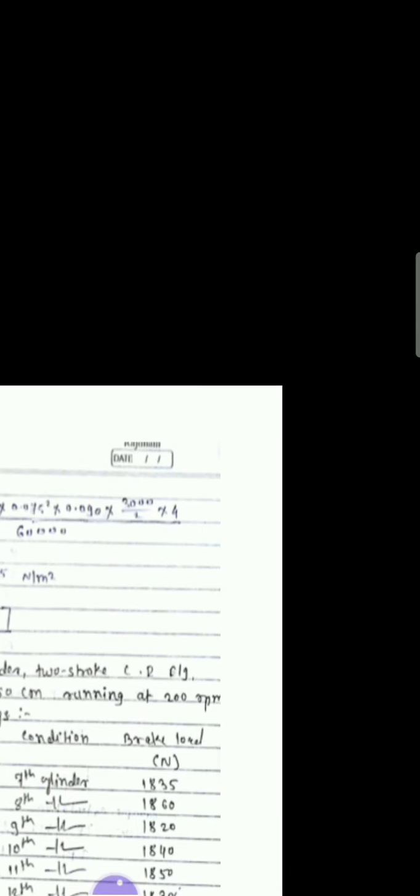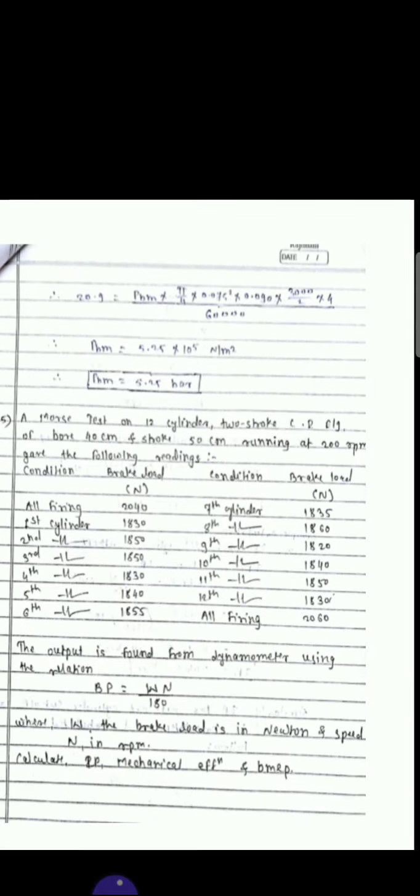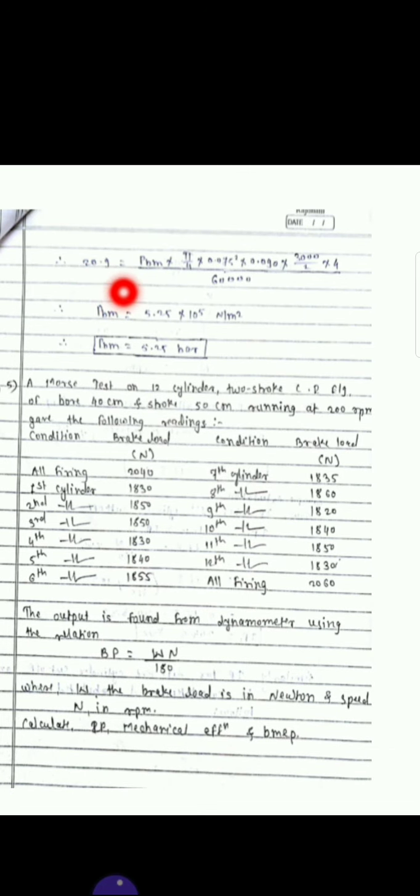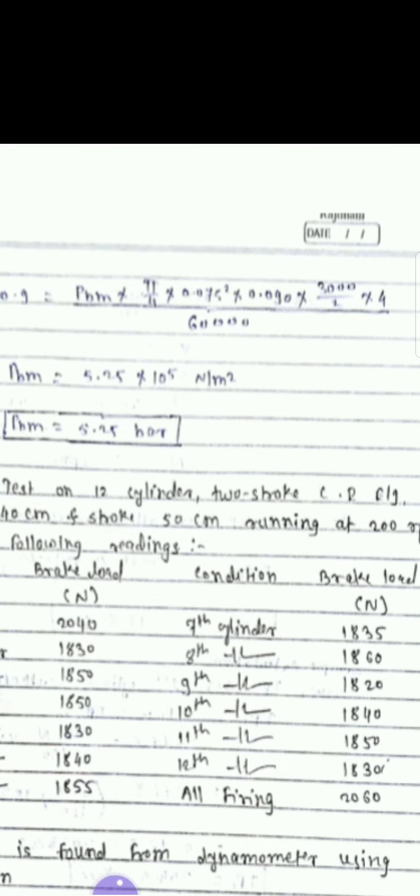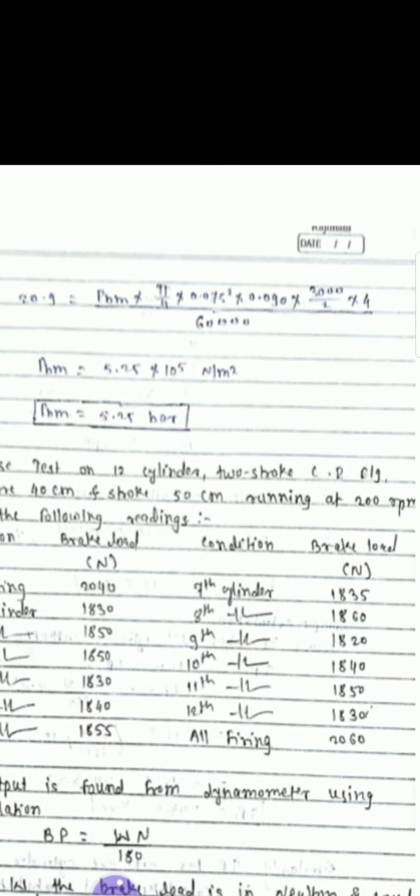So in this way we will get the next step, that is brake power 20.9 kilowatt equals PBM into Vs, which is nothing but pi by 4 d square into L. We have to put the values of d and L, into small n equals capital N, which is 3000 divided by 2, into number of cylinders 4. We just have to solve this equation, and whatever value we get is nothing but the brake mean effective pressure, which will be 5.25 into 10 raised to 5 Newton per meter square.